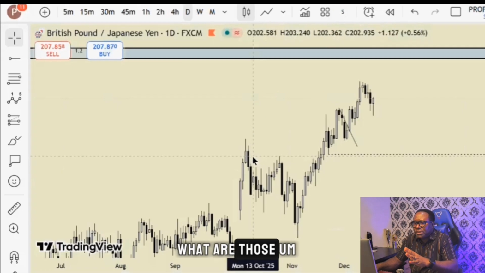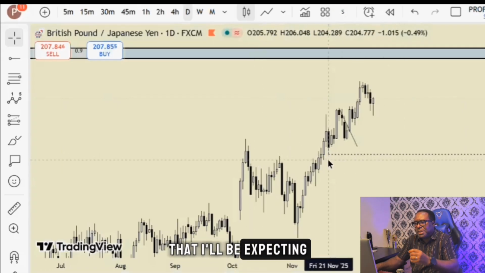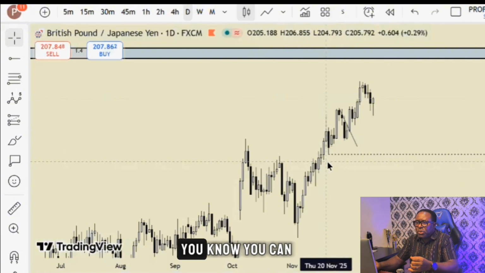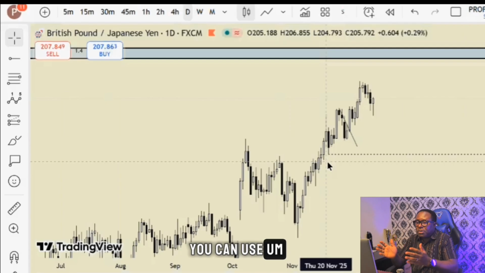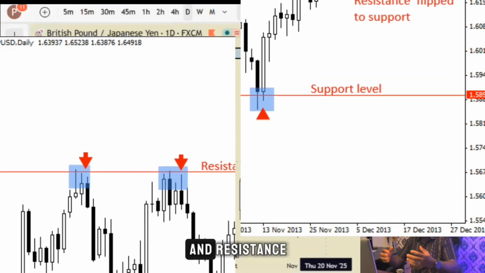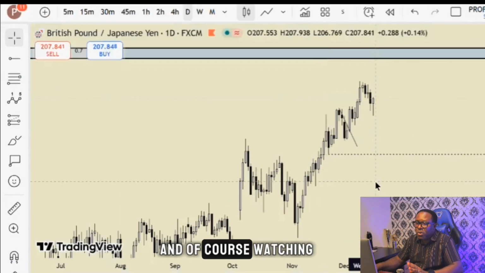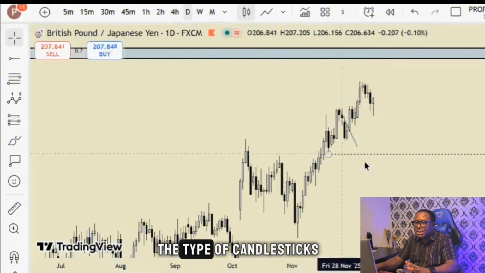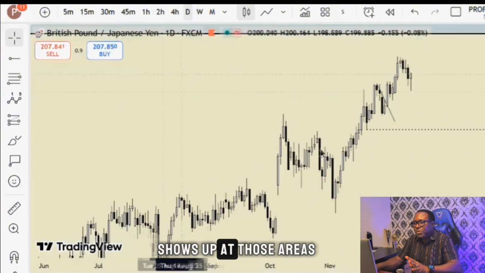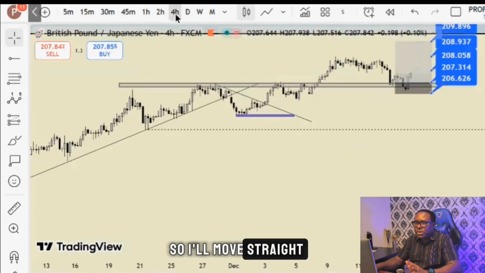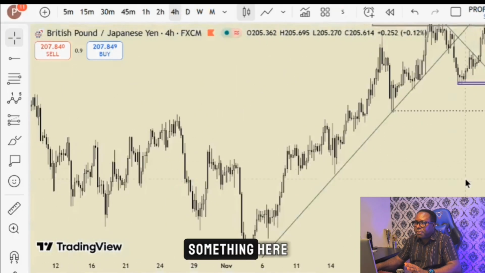What are those specific areas or zones that I'll be expecting the market to get to? You can use either your trend lines, you can use demand and supply, support and resistance. These are very simple principles that you can apply. And of course, watching the type of candlesticks that shows up at those areas. So I'll move straight to the 4-hour time frame. Then you can see something here.